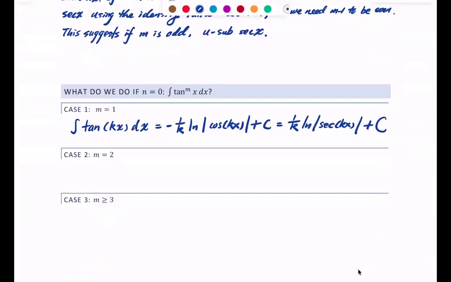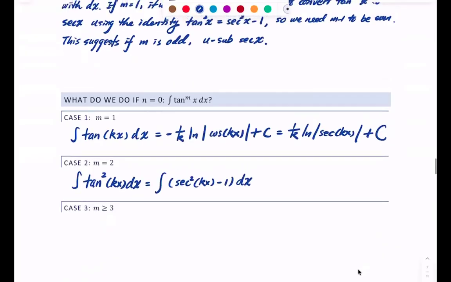Okay, so what if m is 2? If you integrate tangent squared, I actually gave you the strategy before. Secant squared kx minus 1. You change it to secant because you know how to integrate secant squared. And then you continue because you know how to integrate secant. But that's the first step: you want to convert it to secant.